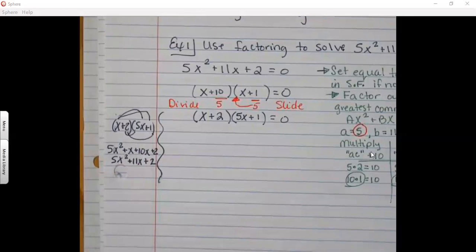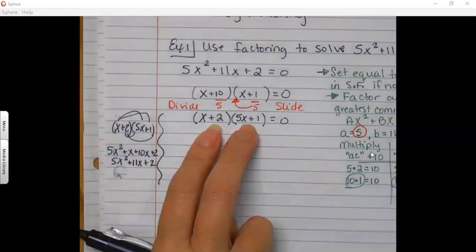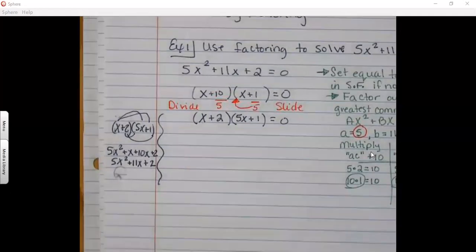Okay, so the question said use factoring to solve. Sometimes we are just factoring things, right? And if I'm just asked to factor, then my factors are x plus 2 and 5x plus 1. But this said use factoring to solve, so we still have one more step. That step's easy. We've done the hardest part. That wasn't that difficult, was it? They really don't get much more difficult than that. The only thing is if we have a greatest common factor or if the numbers are giant, but this one isn't.